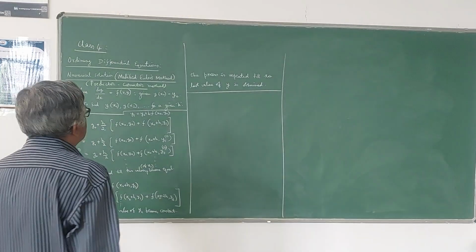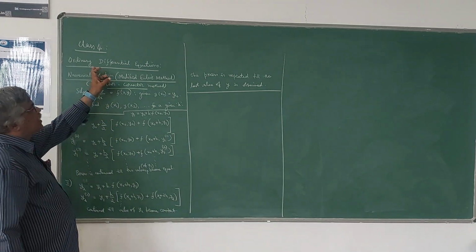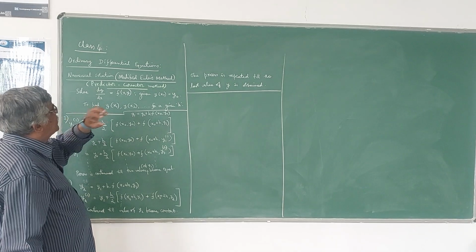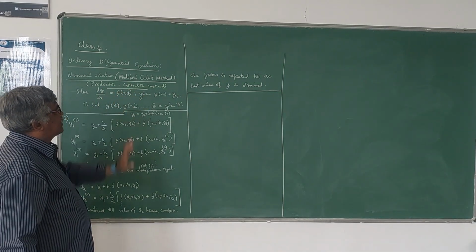So let us discuss modified Euler's method of solving ordinary differential equations. This method is also called the predictor-corrector method.